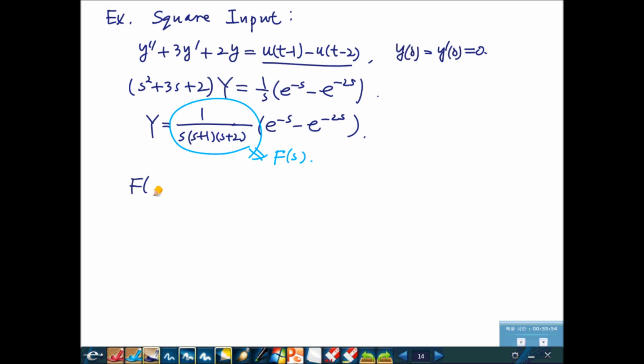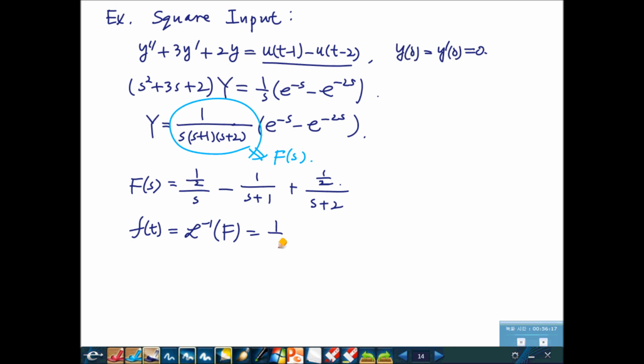Okay. So f of s is partial fraction, this: 1 over s plus 1 plus 1/2 over s plus 2. Okay? From the partial fraction. And f of t, we can easily get that inverse Laplace transform of f, which is 1/2 minus e to the minus t plus 1/2 e to the minus 2t. Okay? But you have to remember, this is not the whole y, but part of it. This is the f function that has been shifted.